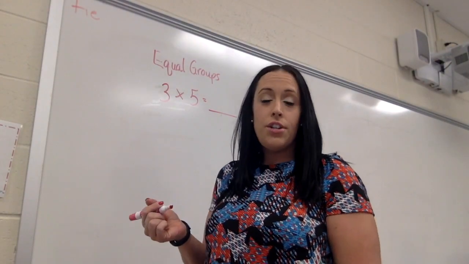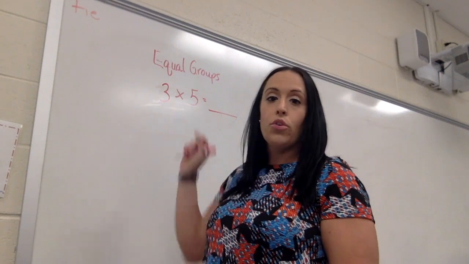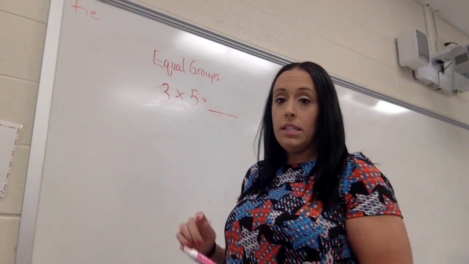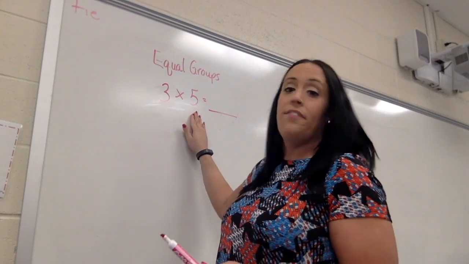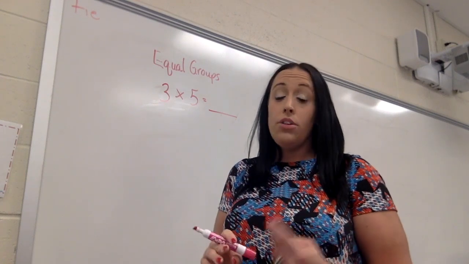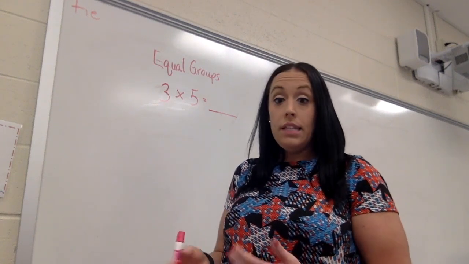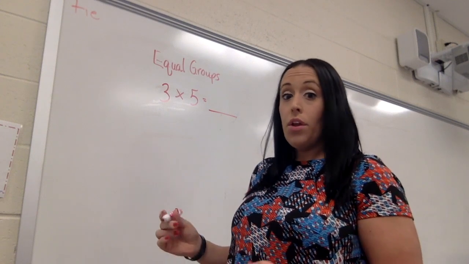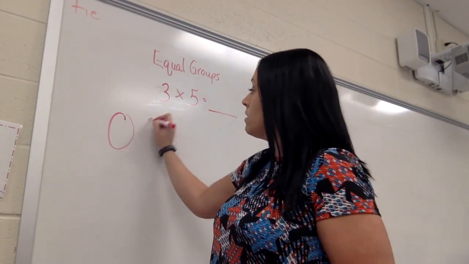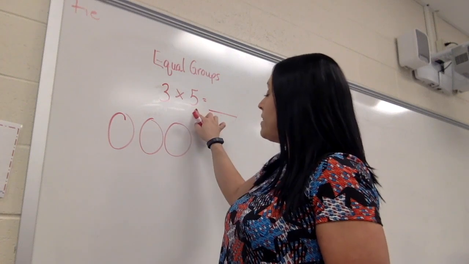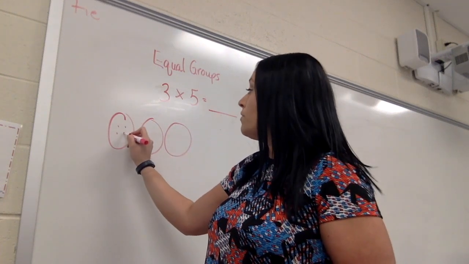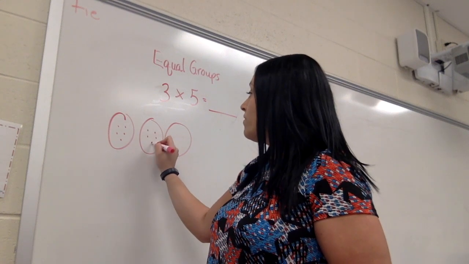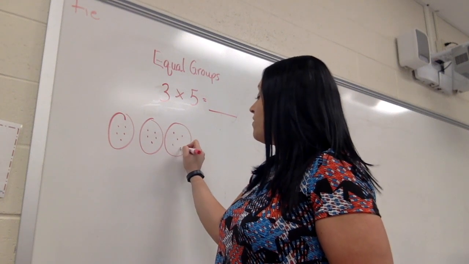All right, so the next strategy I'm going to demonstrate is the concept of equal groups. Keep in mind that I told the kids previously to think of the equation as 3 groups with 5 in each. Now, there's 2 different ways that you can demonstrate this. The easiest way for them is to just quickly draw 3 groups. 1, 2, 3 groups, and then to place 5 in each group. 1, 2, 3, 4, 5.